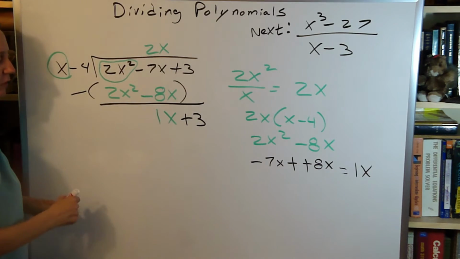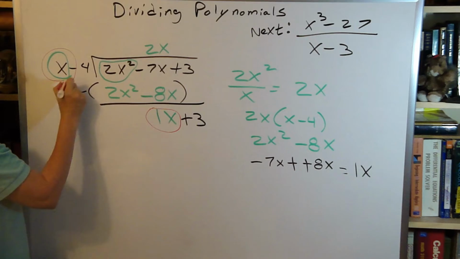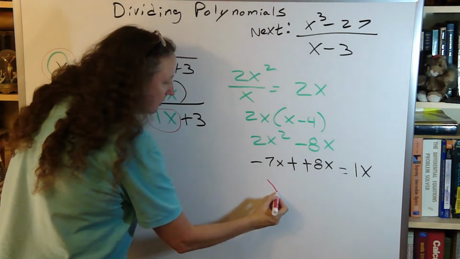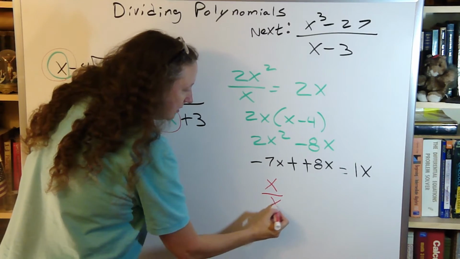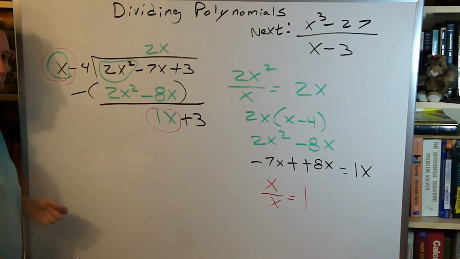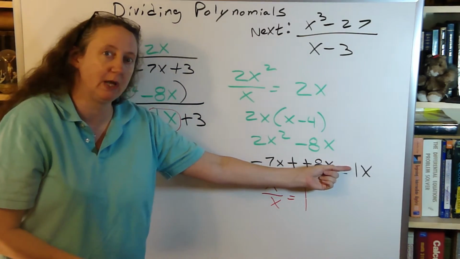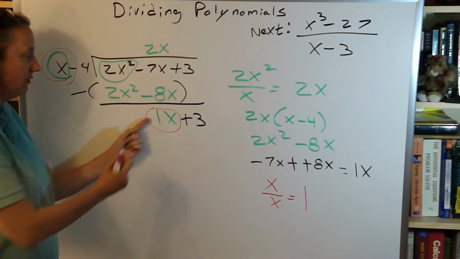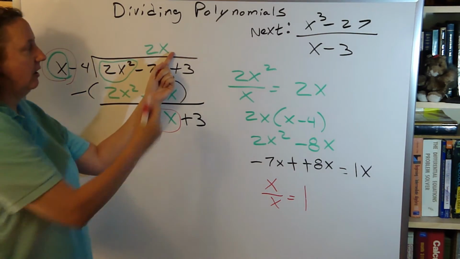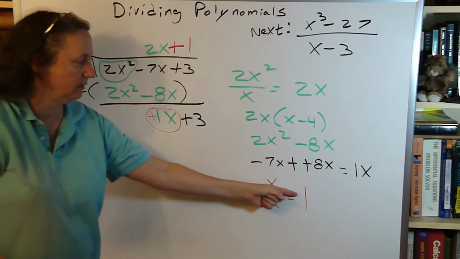I take my first term, divide it by my first term. So I have x divided by x. That gives me 1. Is it a positive or a negative? We came up with a positive 1x here, so we wrote it as a positive 1x there. I carry that plus sign up to here, plus 1.